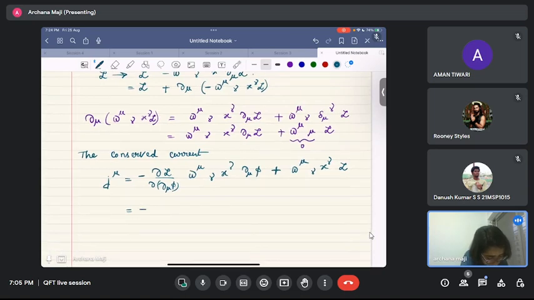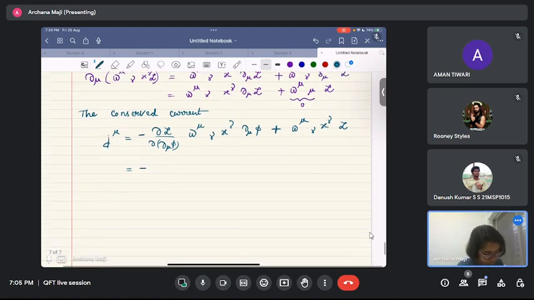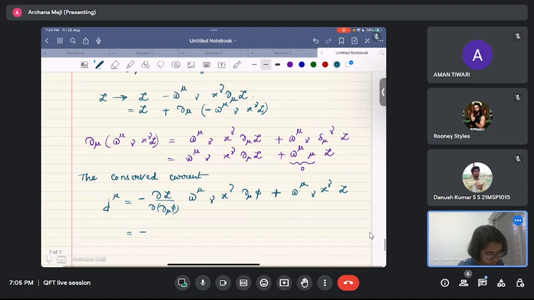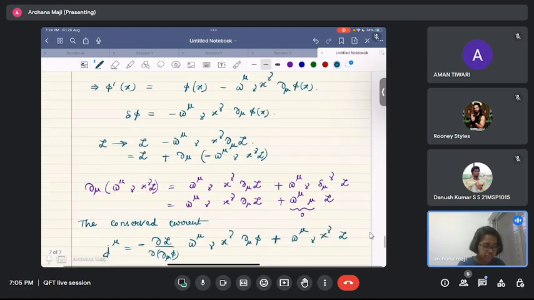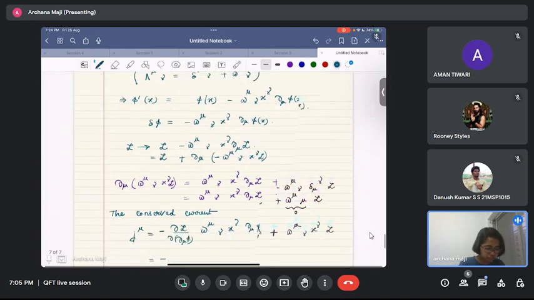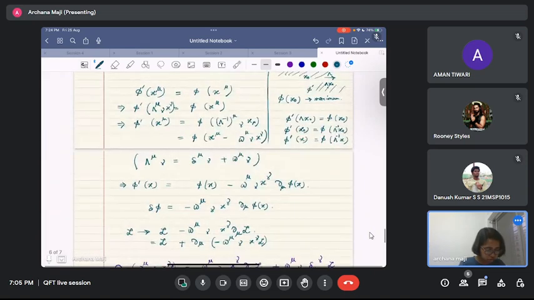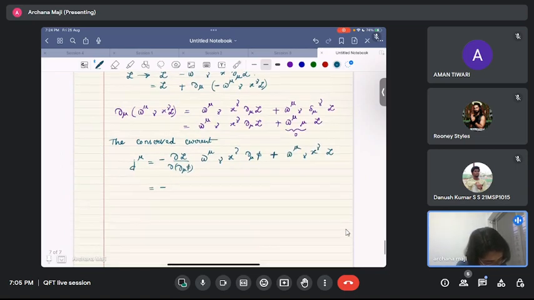Now, yeah, so this is equal to minus. Are there any questions in between? Any step? Any issue? I don't know if I'm going too fast. Okay, so it's clear, all clear. So this is equal to minus, let's take omega mu nu outside. Del mu phi.